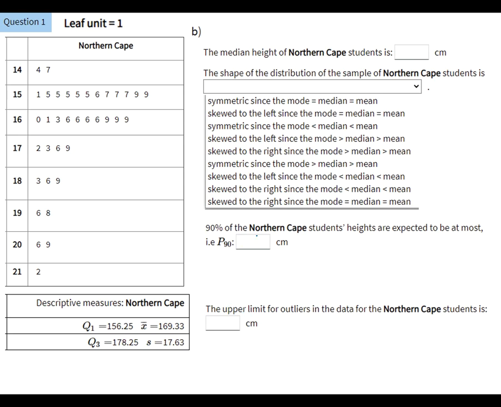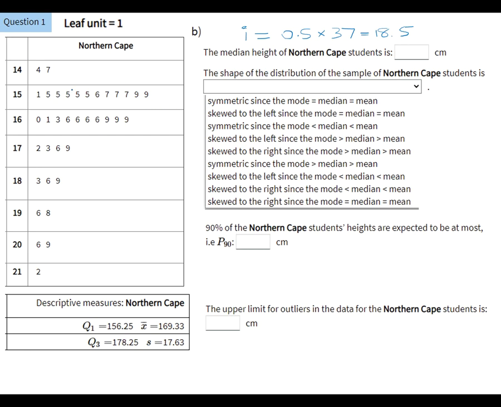The next question asks specifically about the Northern Cape. All of these questions were based on the Northern Cape data, so that's all I'm showing you at the moment. The first bit is that we need to calculate our median. The median is the value exactly in the middle. If we use our percentile function, we calculate i equals 0.5 times n plus 1, which is 37, and that gives us our position. So that gives position 18.5 for the median.